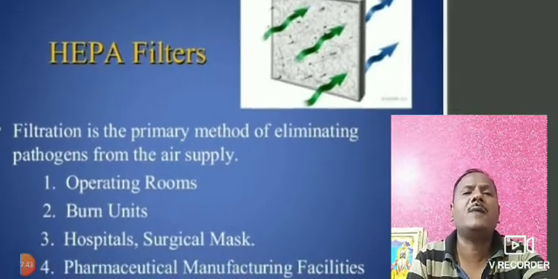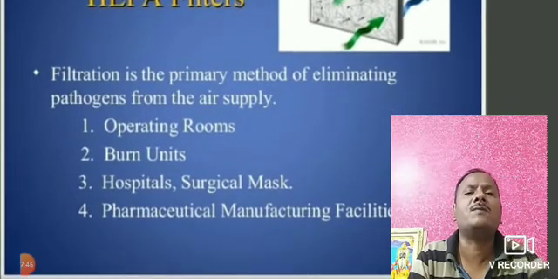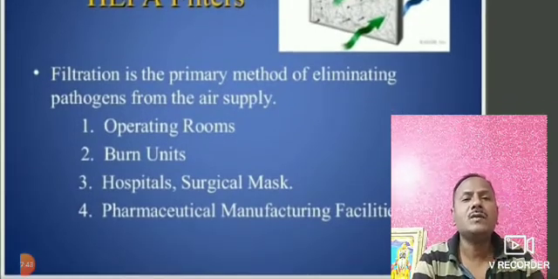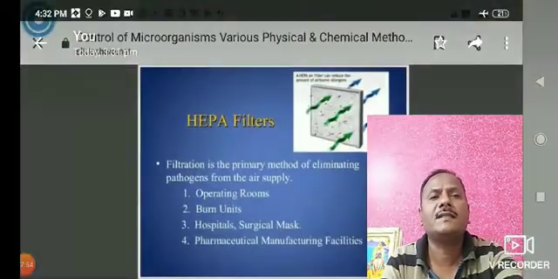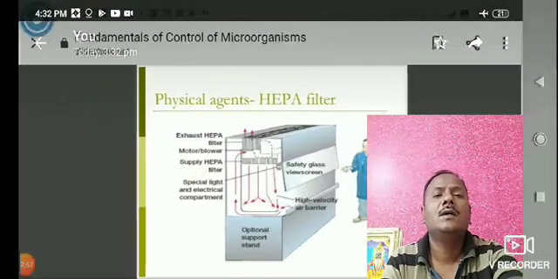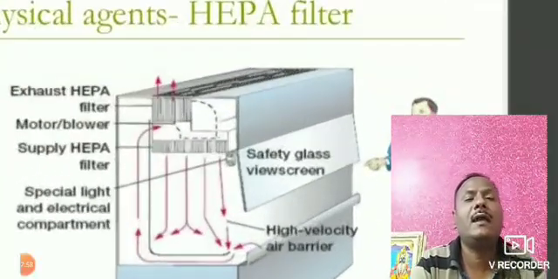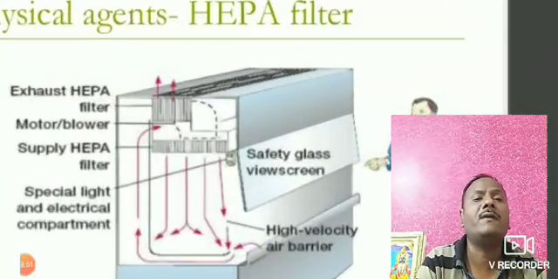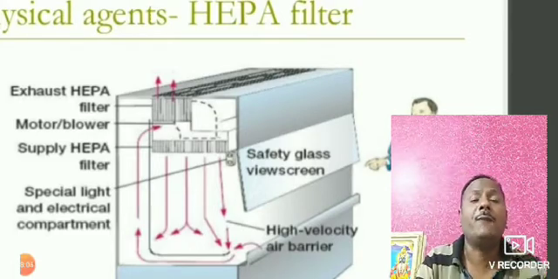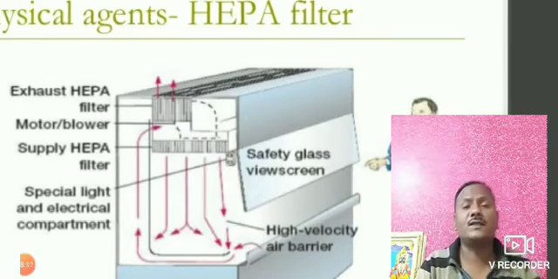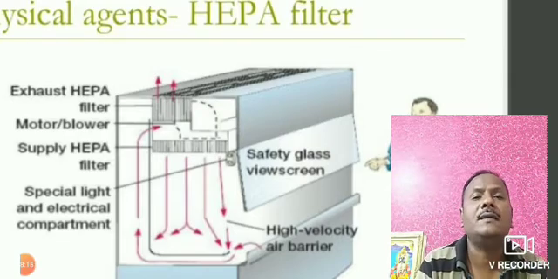Filtration is a primary method of eliminating pathogens from the air supply. They are generally used in operating rooms, burn units, hospitals, surgical masks, and pharmaceutical manufacturing facilities. So this is the laminar airflow. How does the HEPA filter adjust? This is the place, the upper side, where the HEPA filters are adjusted. That's why it avoids the entry of microorganisms inside.